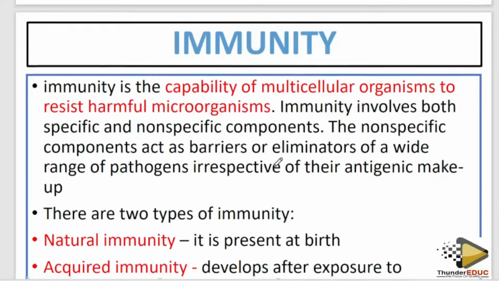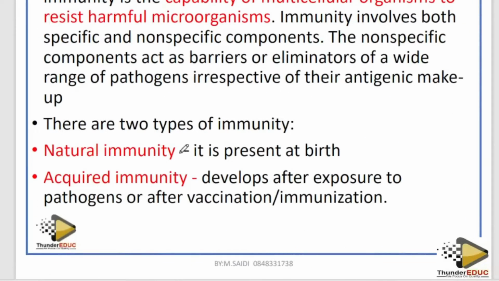That is immunity. So you have what you call natural immunity, which is present when someone is born. And then you have what we call acquired immunity, which develops after exposure to a pathogen. Here comes another question. What is a pathogen?